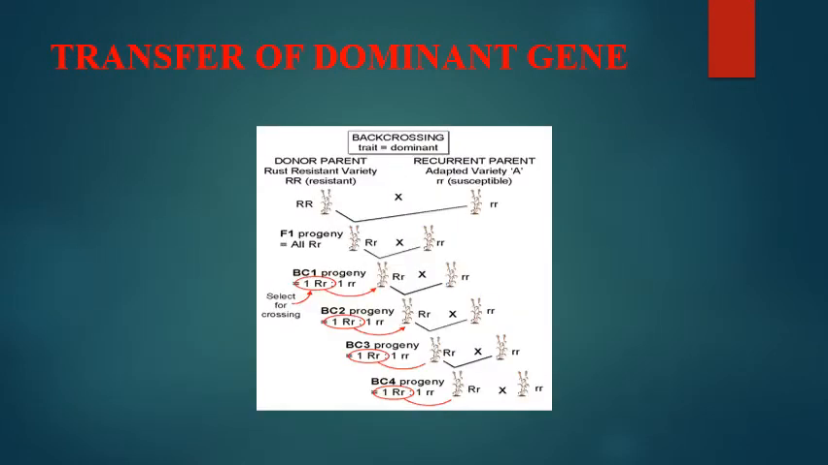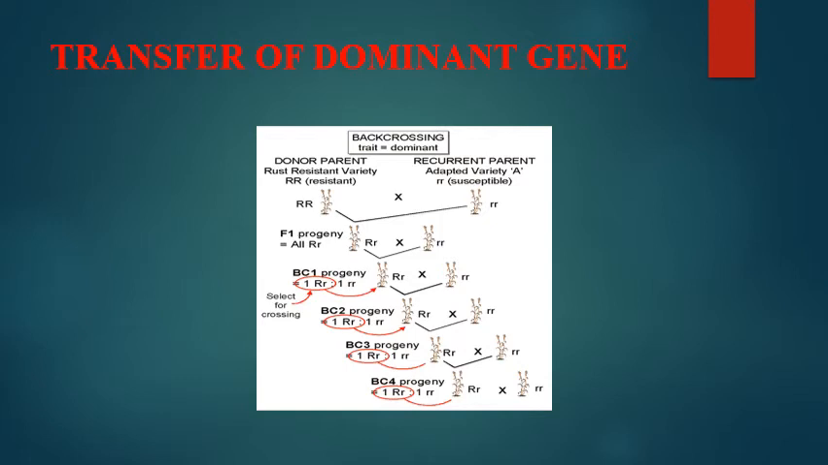Transfer of dominant gene. Here the donor parent is rust resistant and the recurrent parent is rust susceptible. As we know, it is a dominant gene, that is capital R capital R, and the susceptible is small r. When these two are crossed, the F1 would be heterozygous for rust resistance, since capital R is dominant over small r. And when this F1 is backcrossed with the recurrent parent, half the plants would be resistant and the remaining half would be susceptible.